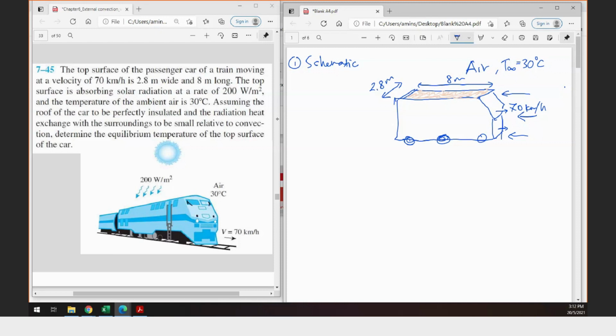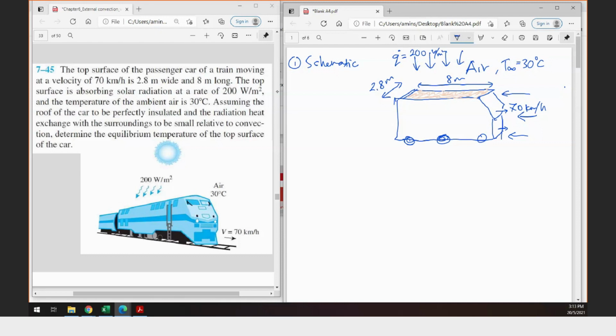So the top surface is absorbing solar radiation at a rate of 200 watt per meter squared. So that means the top surface is exposed to the heat flux. Q dot equals 200 watt per meter squared. So the heat flux from the sun. Of course, the only heat coming from the top is due to the sunlight. Radiation from the sun, and this is 200 watt per meter squared. The ambient temperature is 30 degrees.